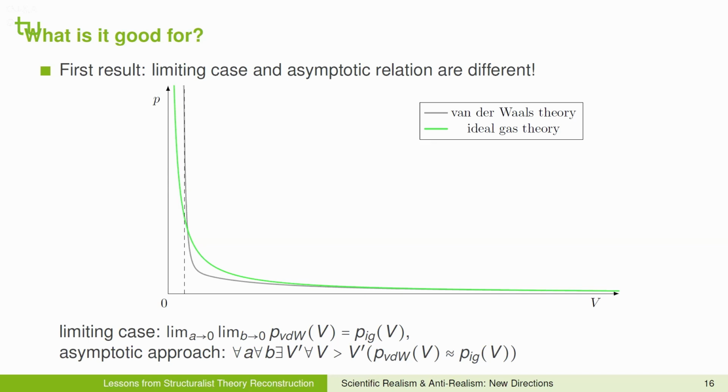On the other hand, for all values of A and B, so also non-zero values, we always find a volume for which the van der Waals theory and the ideal gas theory approximate, so asymptotically approximate. And these are different relationships. They are also kind of independent of each other. And there are some places in the discussion where they are even mixed up and lead to problems.